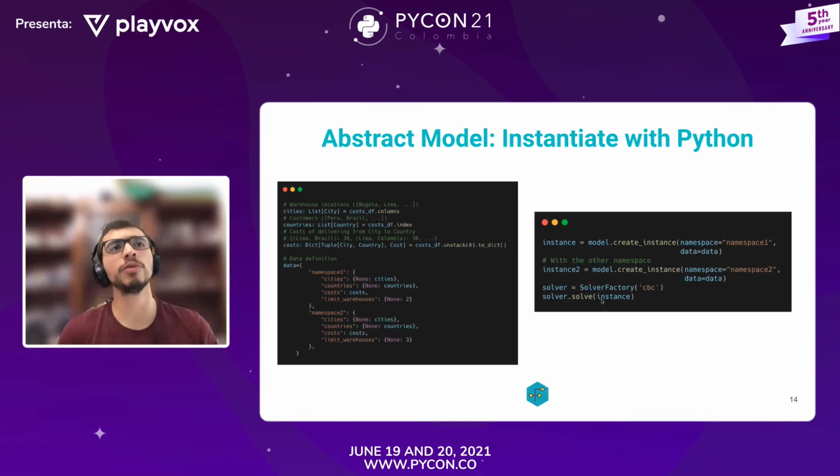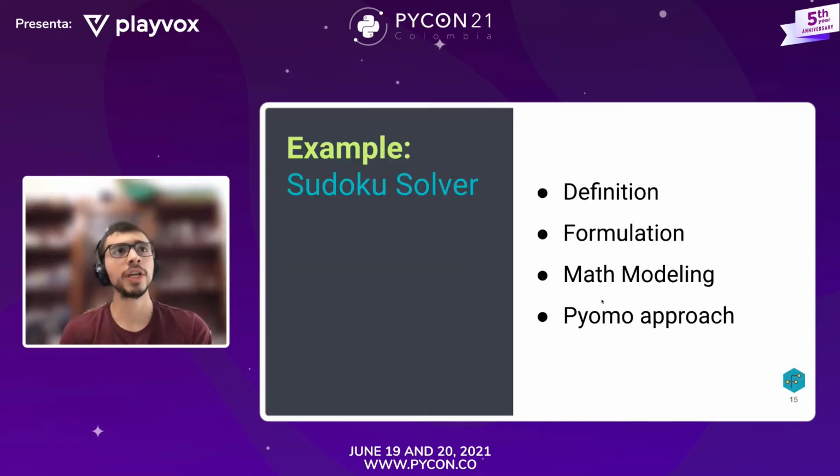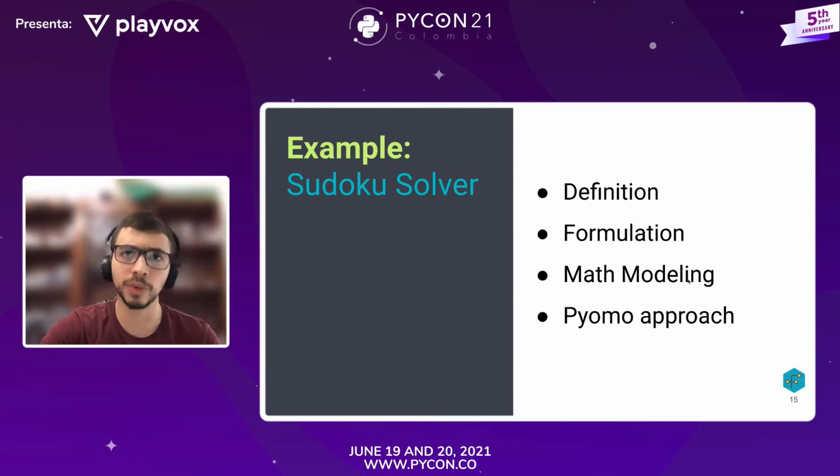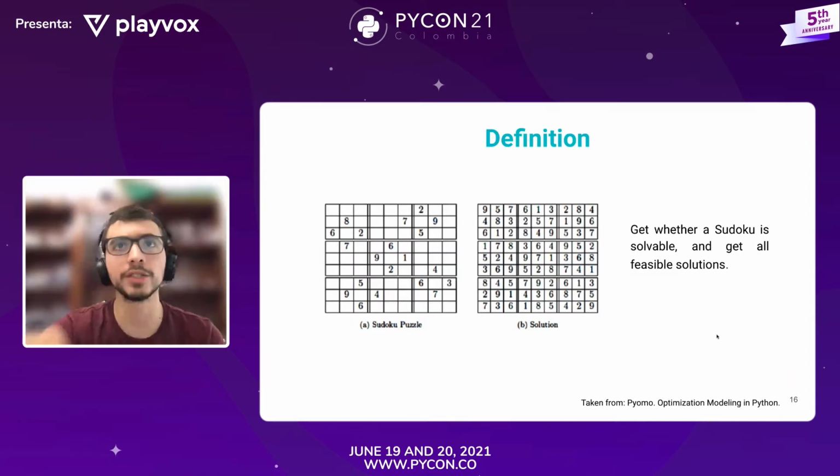Now let's go into another example. Let's look at a Sudoku. Here we're going to build a Sudoku solver using Pyomo. Let's take the same approach. First, we're going to define the problem, then formulate it, then look at the mathematical modeling, but not go too much into it, and finally just solve it with Pyomo. Okay, let's go with it.